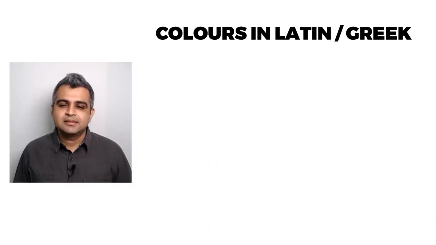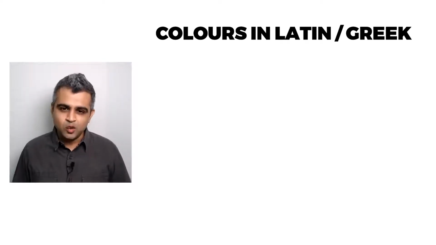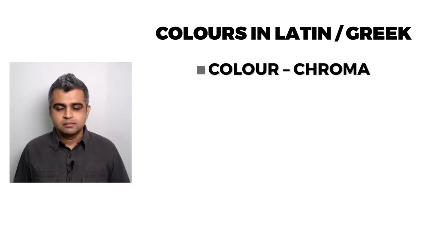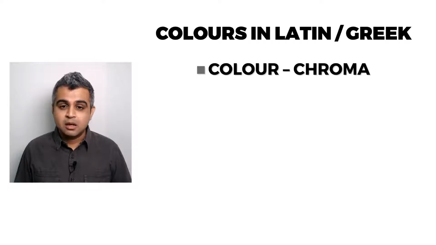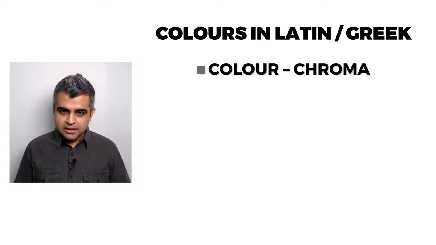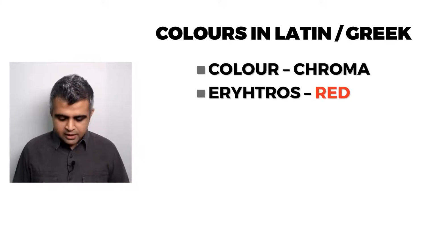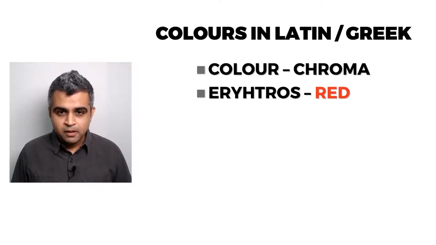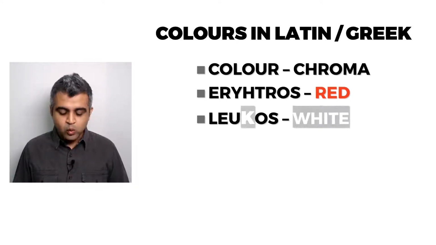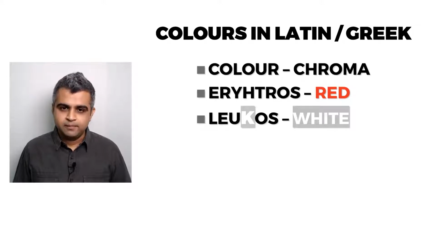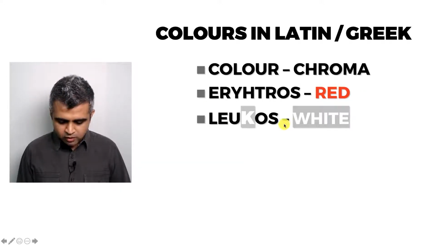The next list of Greek words, so still not over, we still have a few more words to do. So colors in Latin. The Latin word for color itself is chroma. So chroma means color. And as far as colors are concerned in Latin, we are going to discuss the 5 main colors and their Latin names. You have erythros, which is red. You have leukos with a K, which is white. So please notice here you have leukos and there is a K here, which means white.